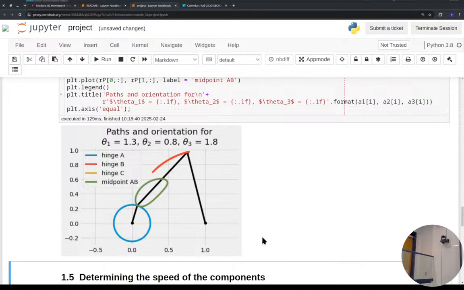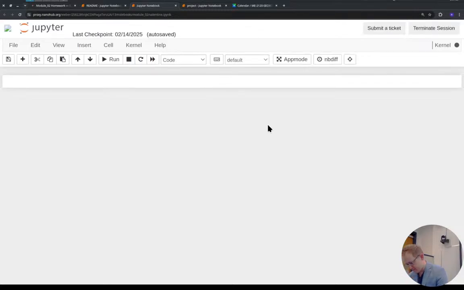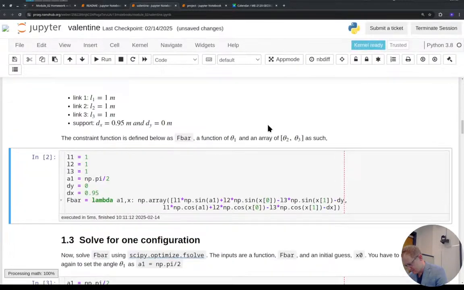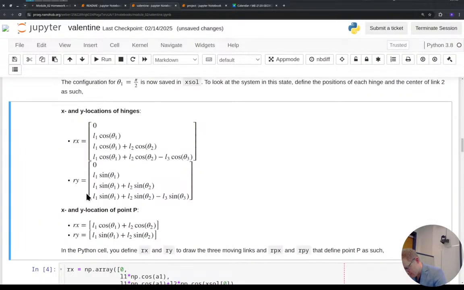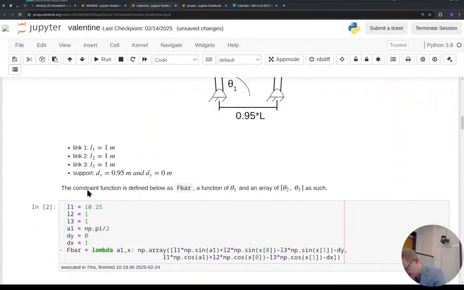And then if you look at where this link is going, the middle of it is going to trace out that kind of weird egg shape as we move around in a circle. We could. Oh wait, I messed something up.